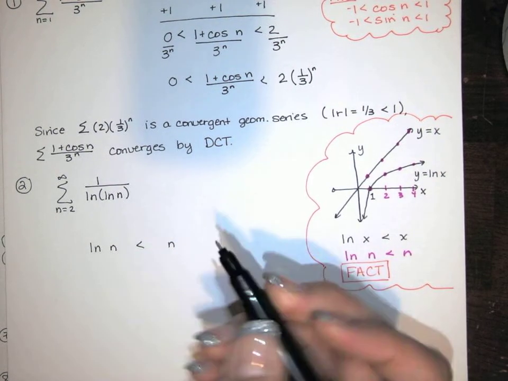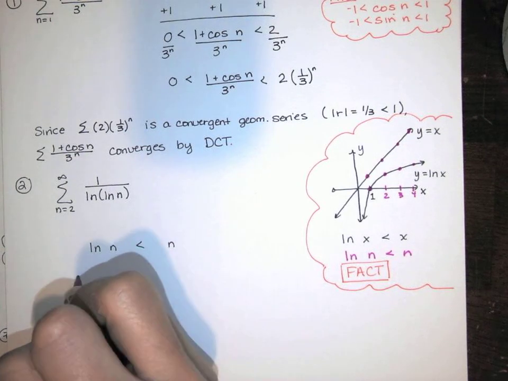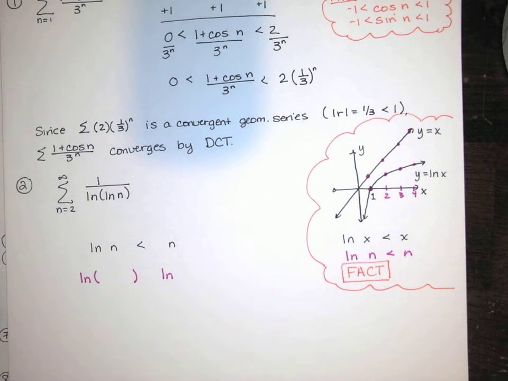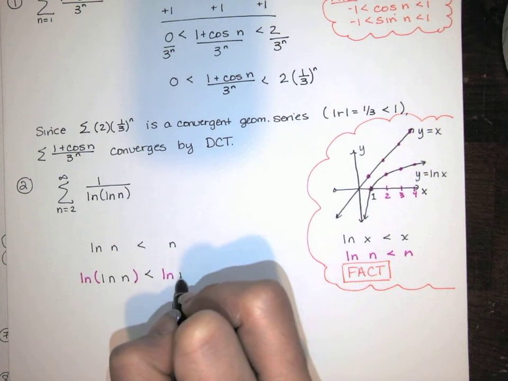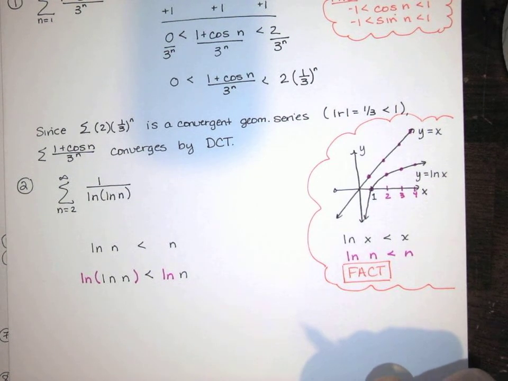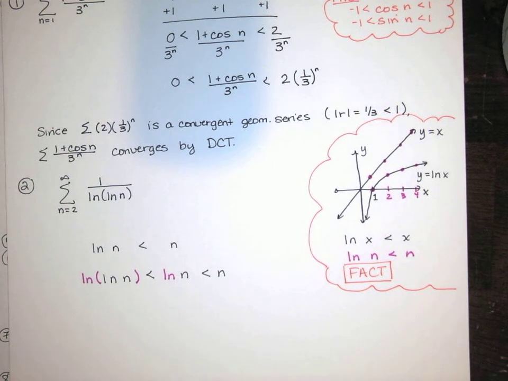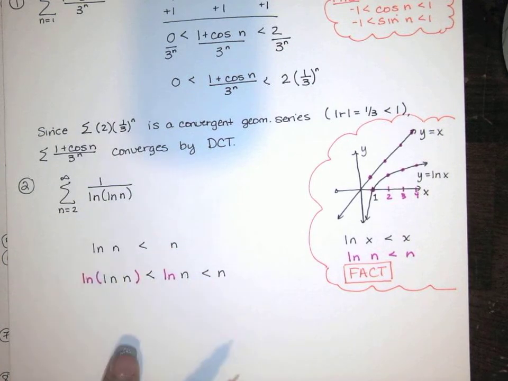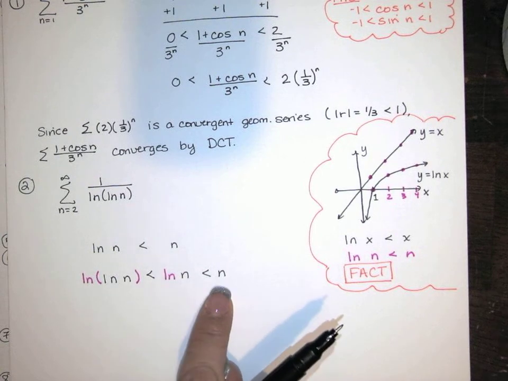Well, if this is true, it turns out I can take the natural log of both sides of this inequality. So I have the natural log of ln n, and that's going to be less than the natural log of n. And natural log of n from over here is less than n again. You might be saying, why are you doing this? Well, let's see. Now I've got an inequality that describes denominators. I know that natural log of ln n is less than natural log of n, and that's less than n.